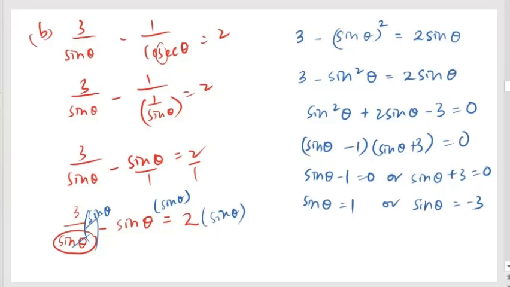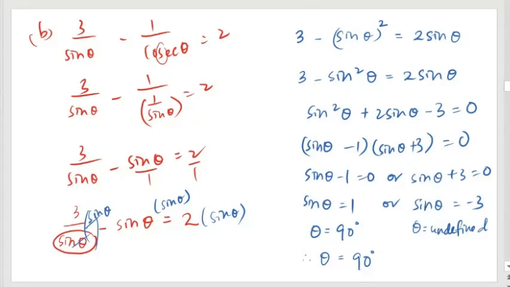So sine theta is 1 or minus 3. After this, you use your calculator. You press shift sine 1, so theta is equal to 90 degrees. But if you press shift sine negative 3, your calculator will show a math error. It means that the value is undefined, so the angle is undefined. Undefined means we reject it; we don't accept this one. So we only accept 90 degrees. The conclusion is the angle is 90 degrees. We have one angle only.